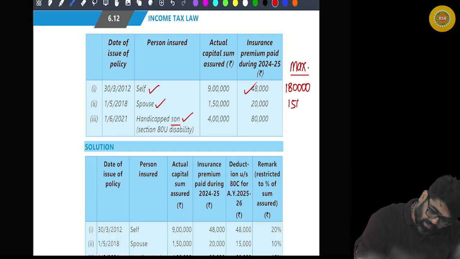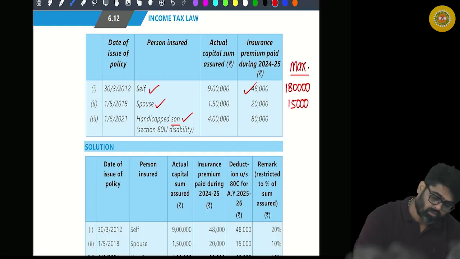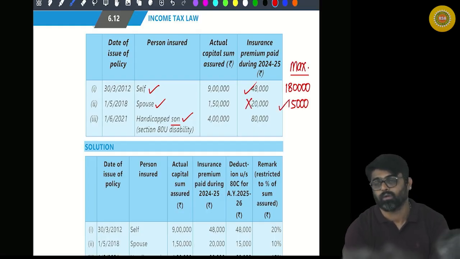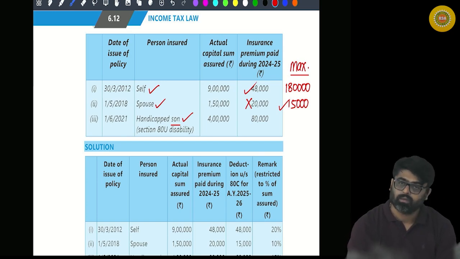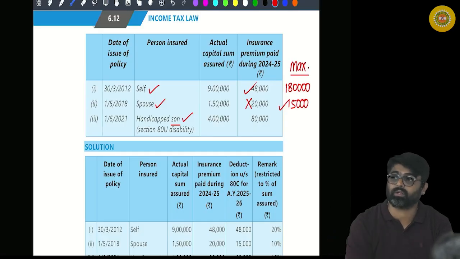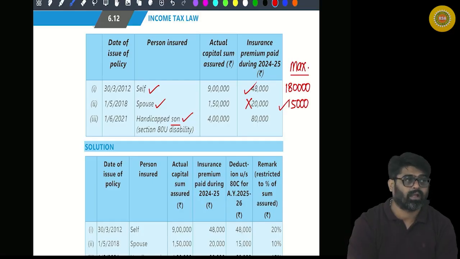So the maximum premium you should have paid how much? But how much you have paid? 20 will not qualify, 15 will qualify. Yes or no? Now, what is the date of policy for son? 1st June 2021. Can I say on or after 1st April 2013? The policy is taken for a person who is a handicap.